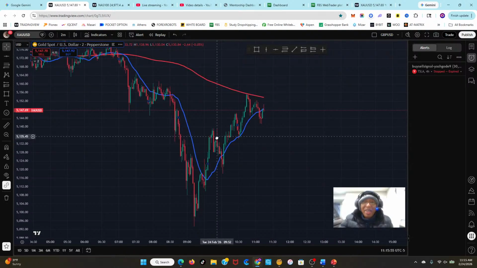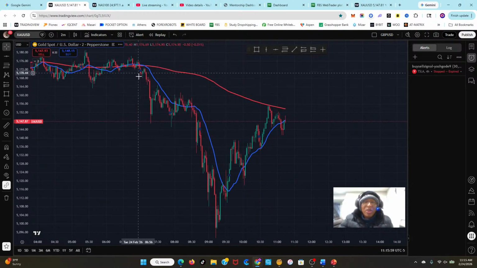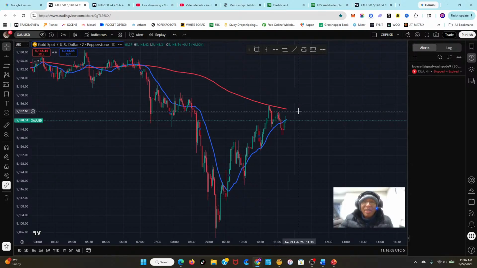So the best position to take a trade is here, when it's so close like that. Another good position to take a trade is when it gets so close like that. Okay. So you can see the 200 is pointing down. The 20 has come home.